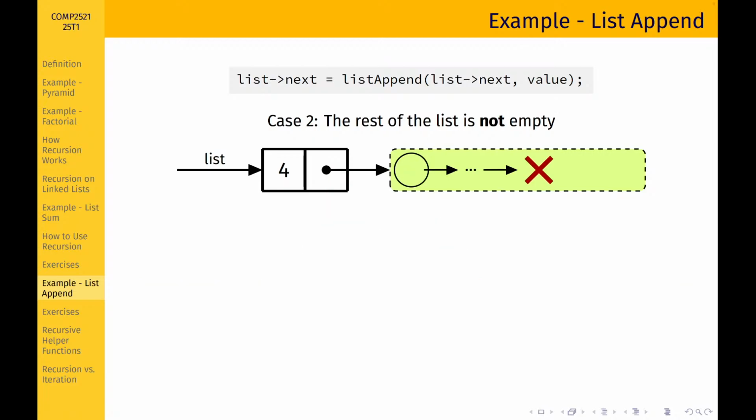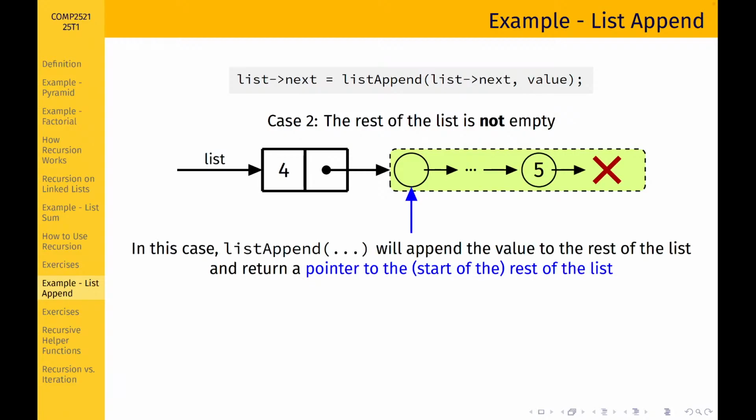But what happens if the rest of the list is not empty? That's our second case. Remember, when you're implementing a function recursively, when you make a recursive call, you assume that the recursive call works. So let's assume that this list append function call here works, and the new value gets appended to the rest of the list. Suppose we've appended 5 here, so the 5 goes at the end of the list, and we're assuming that it works. What will happen now is that this recursive call is going to return back.